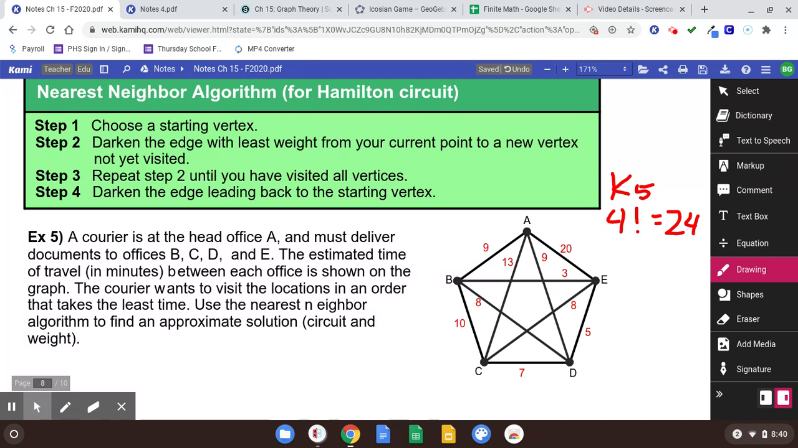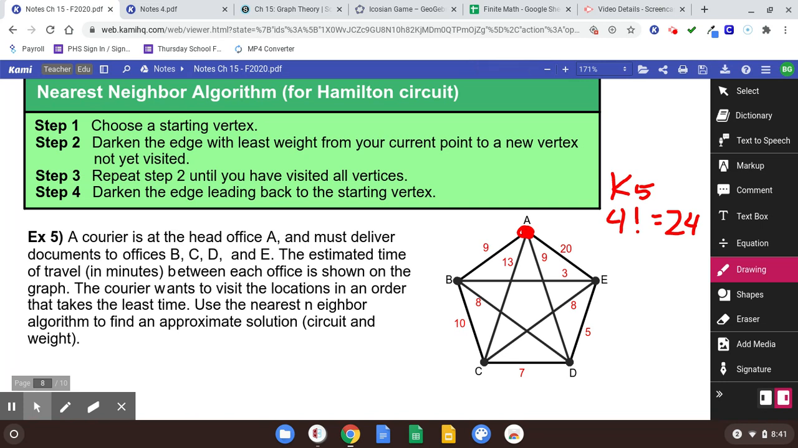So example 5 says, a courier is at the head office A and must deliver documents to B, C, D, and E. The estimated time of travel is shown on the graph. The courier wants to visit the locations in an order that takes the least time. Use the nearest neighbor algorithm to find an approximate solution. So he wants to get around to every dot and back to the start. That's a Hamilton circuit.